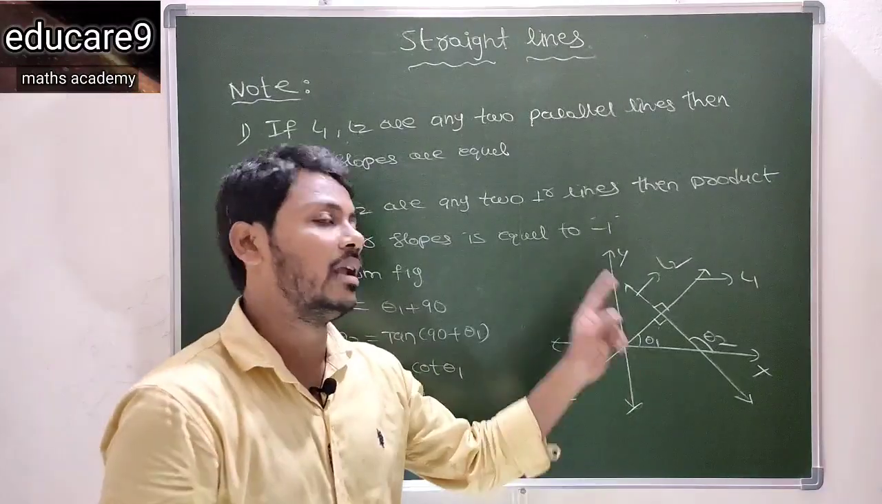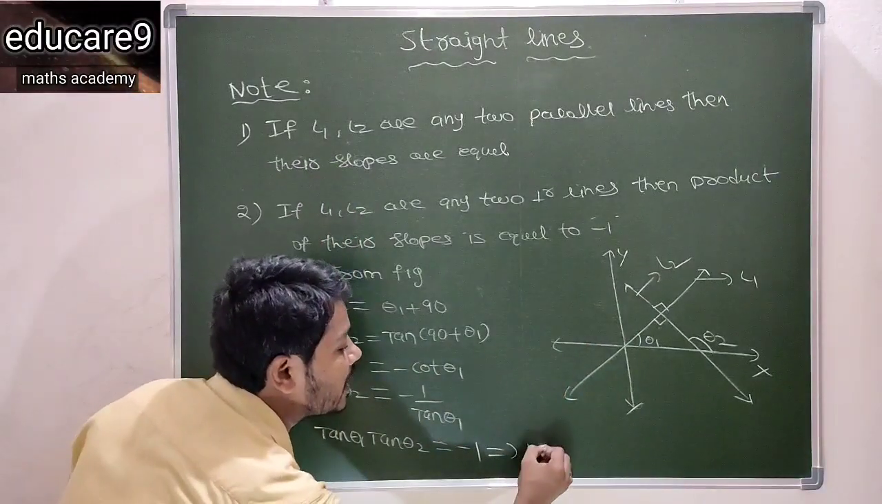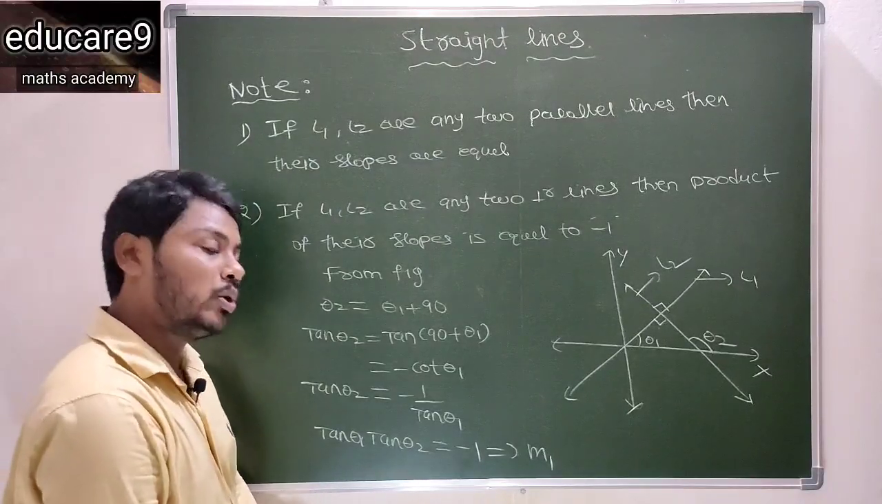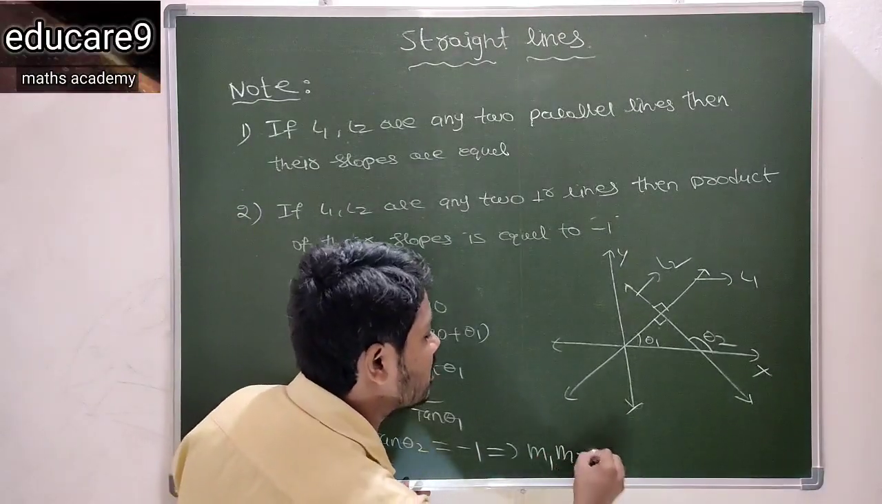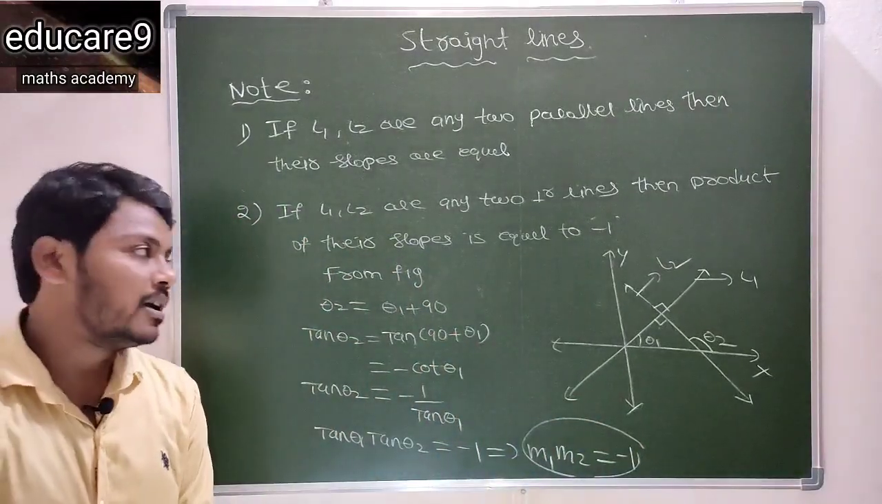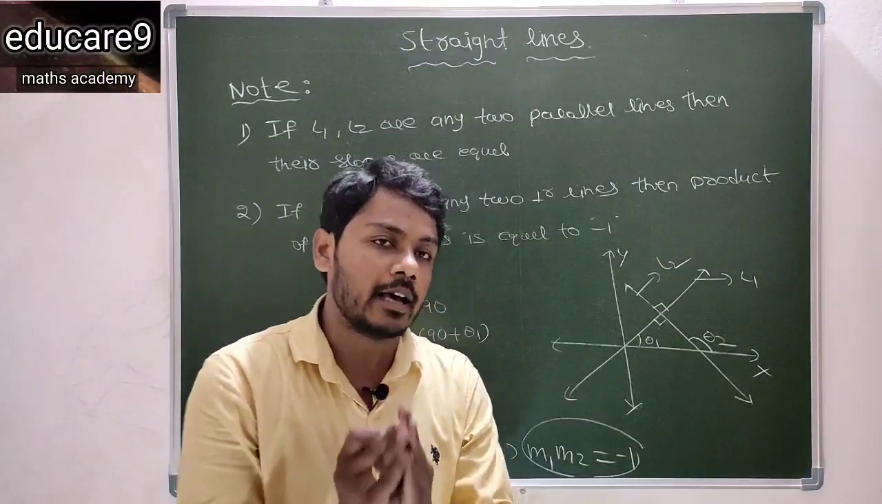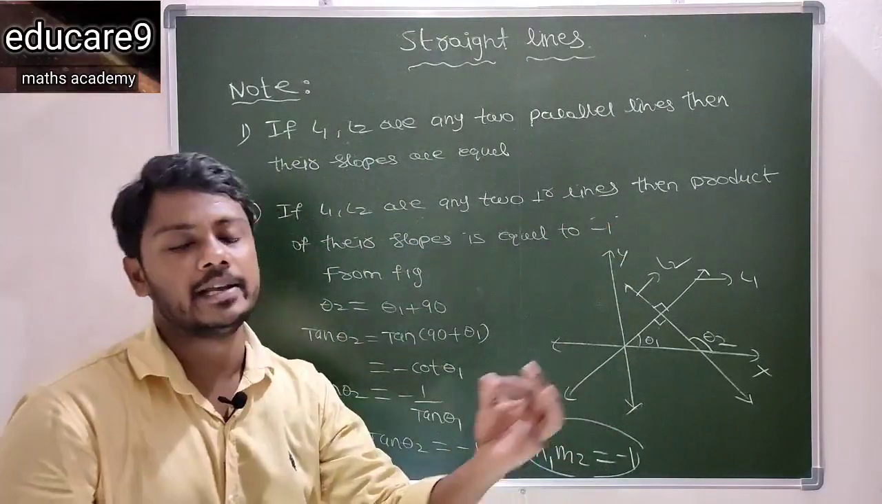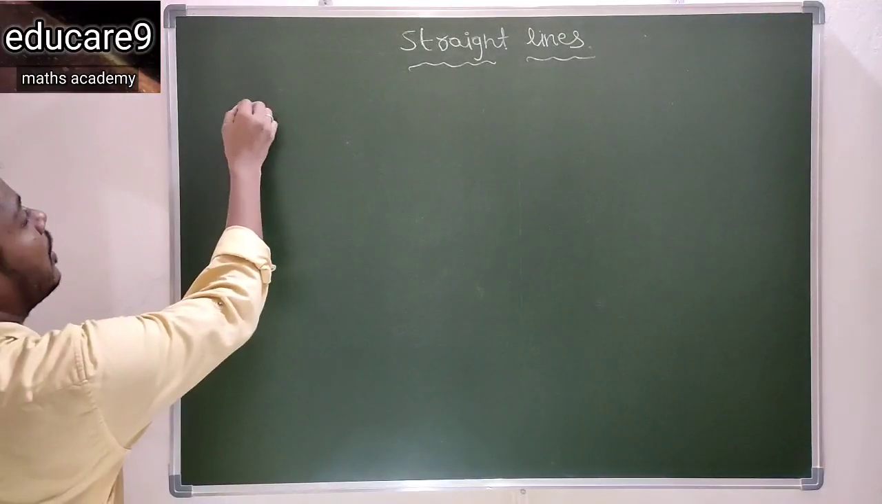But what is tan theta 1? That is the slope of L1 line. So this is denoted by m1. And m2 is the slope of the second line, that is L2 line. That is m2. m1 into m2 is equal to what? Minus 1. So from this you can say that if two lines are perpendicular, then the product of their slopes is equal to what? Minus 1.